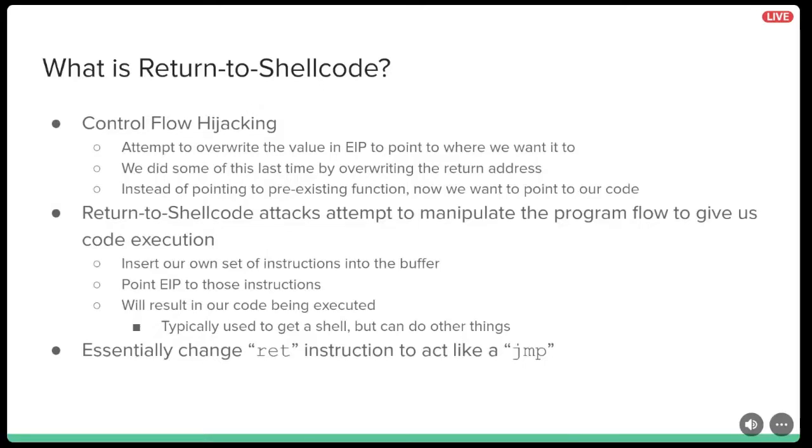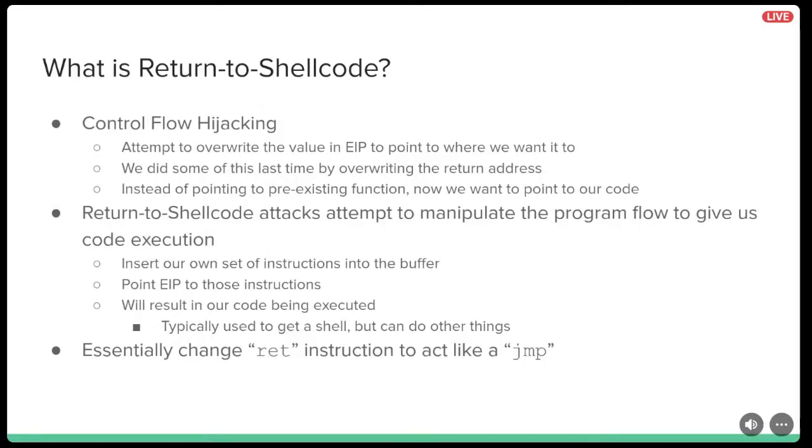So pretty much the definition of a return to shellcode attack is manipulating the program flow to give us code execution. We insert our own set of instructions into the buffer, point EIP to those instructions by overwriting the return address, and then this results in our code being run. And typically, as the name return to shellcode suggests, it is used to get a shell, but again, you can have the code do other things if you want it to. Shells are just the easiest way to learn that.